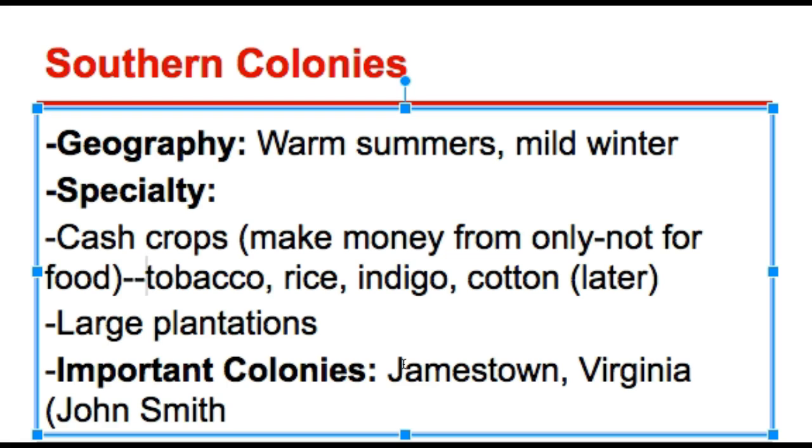The important colony that we're mainly going to look at for this region is Jamestown, Virginia, and that would be that story with John Smith and Pocahontas and all that stuff. So we will go into detail about that, and that'll be a few days. Okay, so pause the video if you need to and write these notes down.